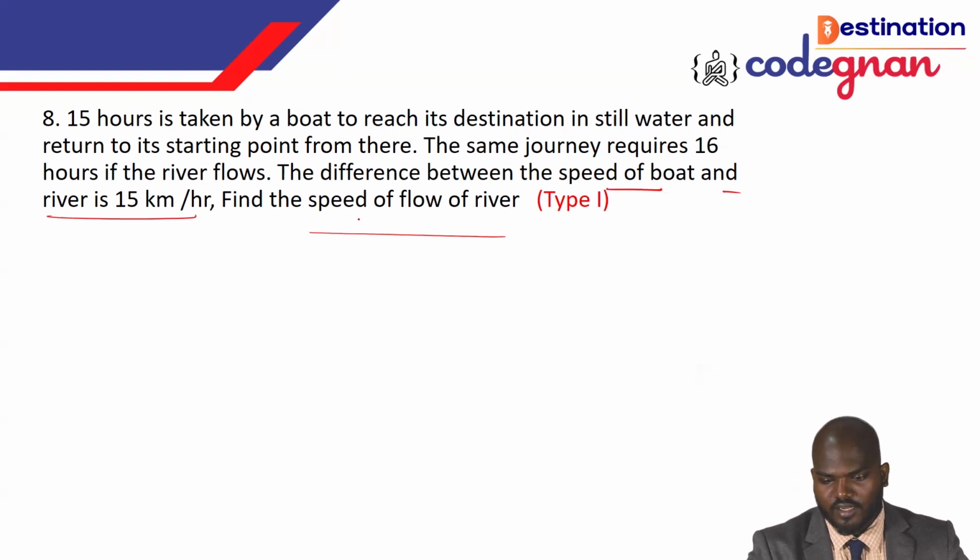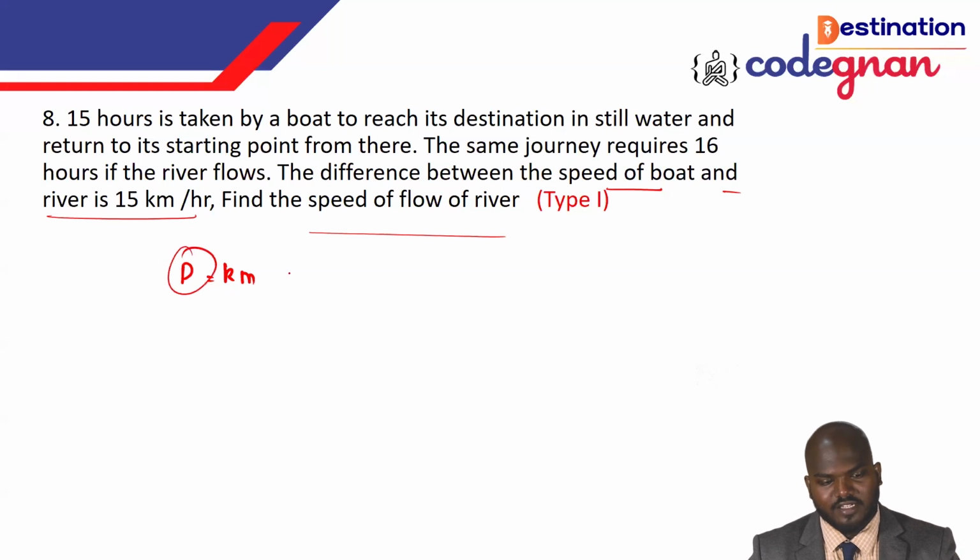Okay, so it is a little bit interesting question. Let's see this one. The distance between the two places, the start and destination, right? So we can call it d kilometers. Then the speed of the stream, I don't know, right? So I can call it x kilometers per hour. That's what they have given in this one.